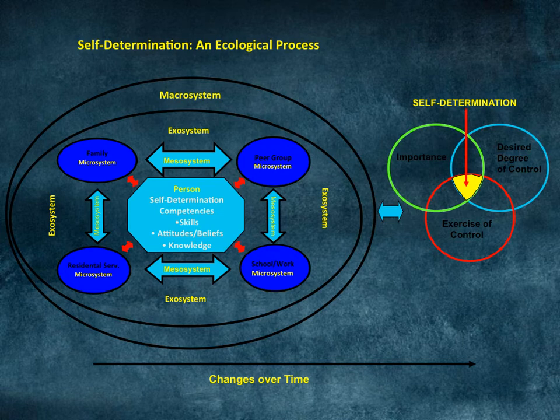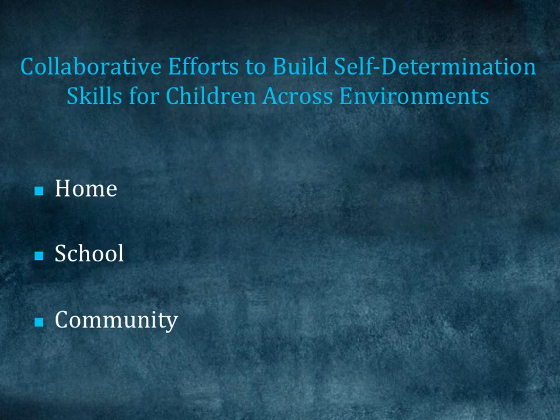So, our aim should be to make individuals with disabilities as independent as possible. We want them to self advocate for themselves, and this they would only be able to do if they're self determined, and all of this would further lead to an enhanced quality of life. So, it is our responsibility to build collaborative efforts that would enhance self determination skills for children and adults across environments, which should include the home, school, as well as the community.